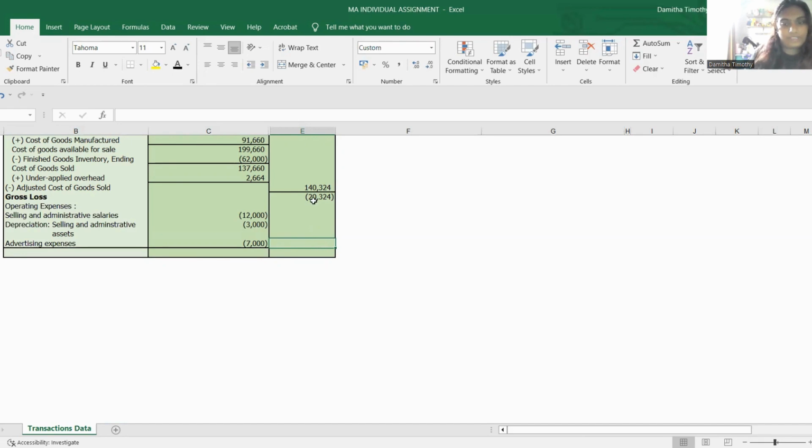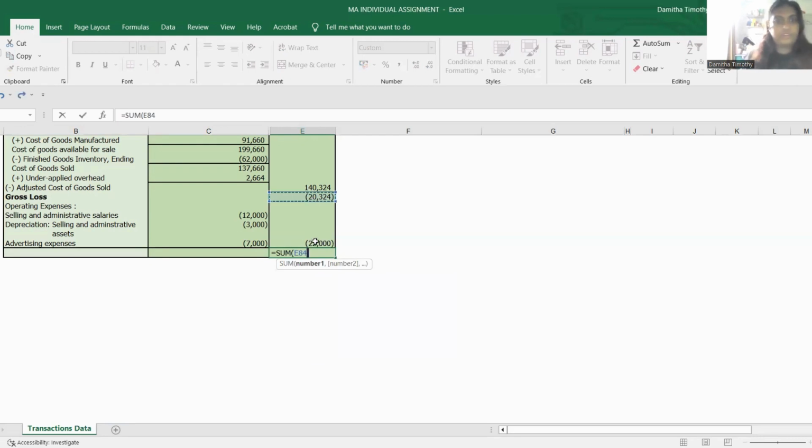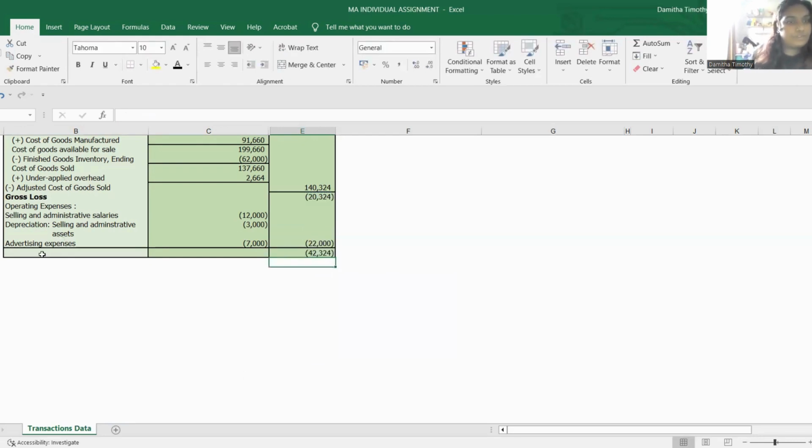So to find the net income, we have to add the gross loss and also operating expenses, which is 42,324. So the value here is negative, so it will be considered as net loss.